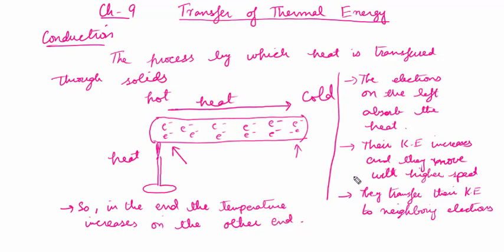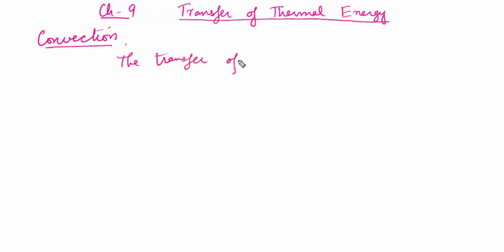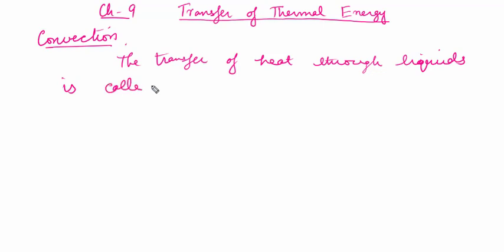Okay, so now after the conduction, we'll discuss convection. So let me just erase it. Alright, so convection. Let me just write down the definition first. So basically, the transfer of heat through liquids is called convection. So when heat is transferred through the liquids, that process is called convection. Now, how the heat is transferred through the liquid, we have to discuss that phenomenon over here.